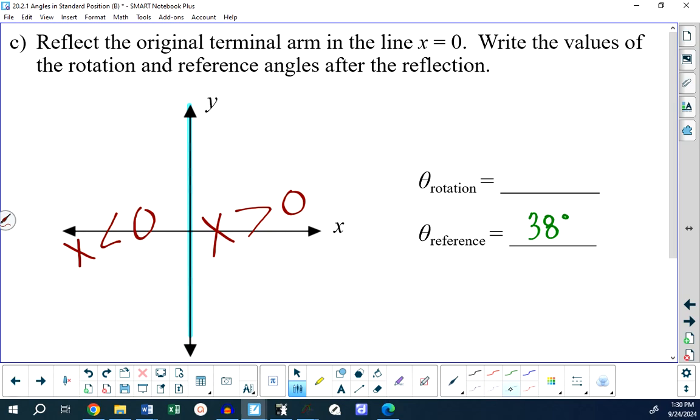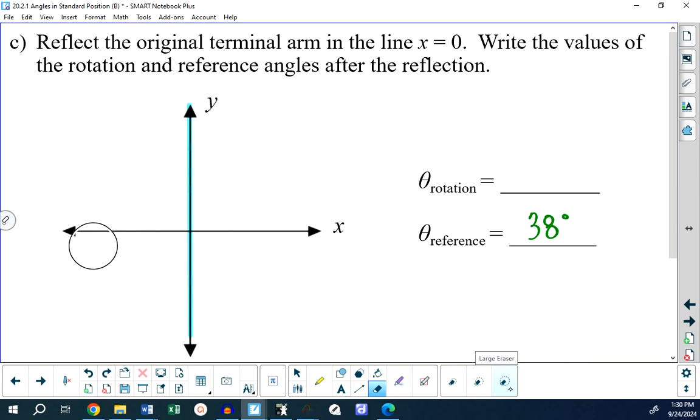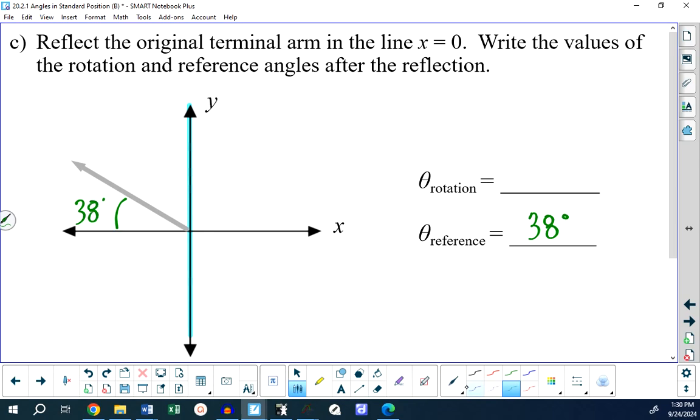So if I reflect now the terminal arm, which was in quadrant 1 with a reference angle of 38 across that line, it's going to be in quadrant 2. And the reference angle will be 38 degrees. That reference angle is going to be the same no matter how many times we reflect it, or where we reflect it to, as long as it's across axes. So now you have to figure out what the rotation angle is, and I would say to you that's child's play. 180 minus 38.